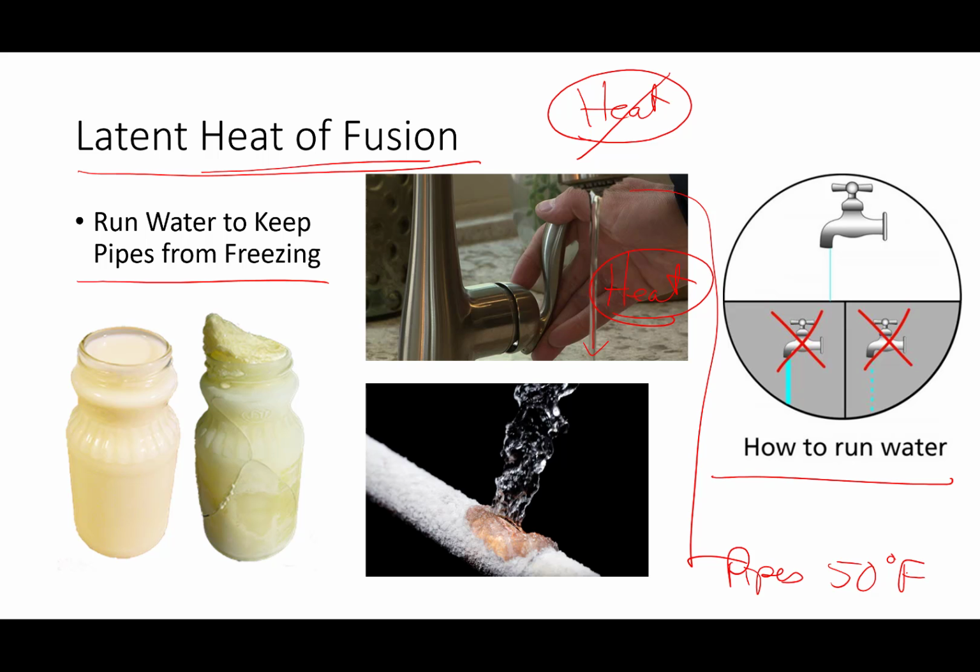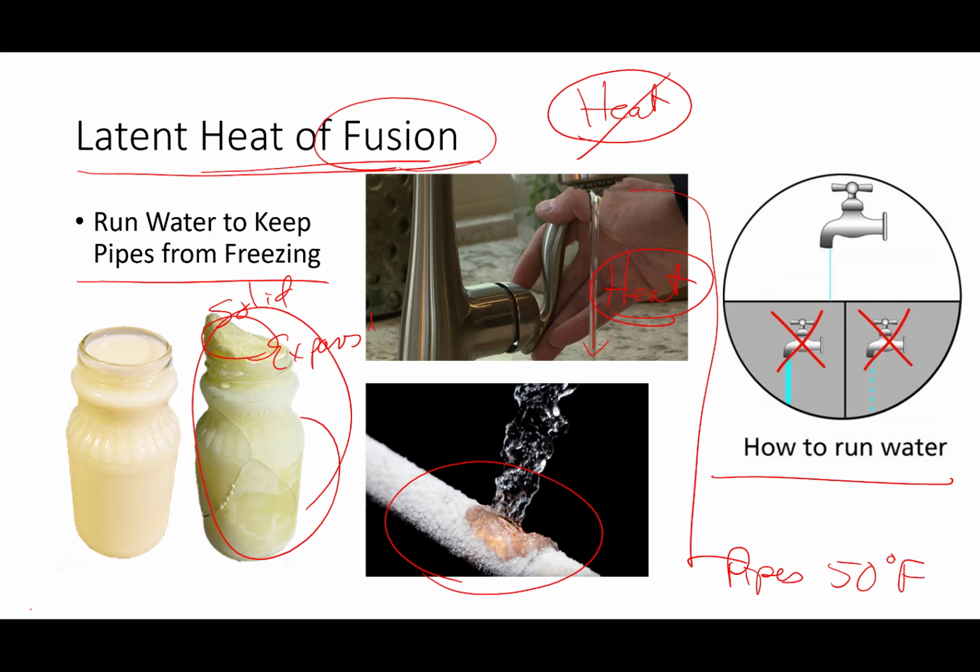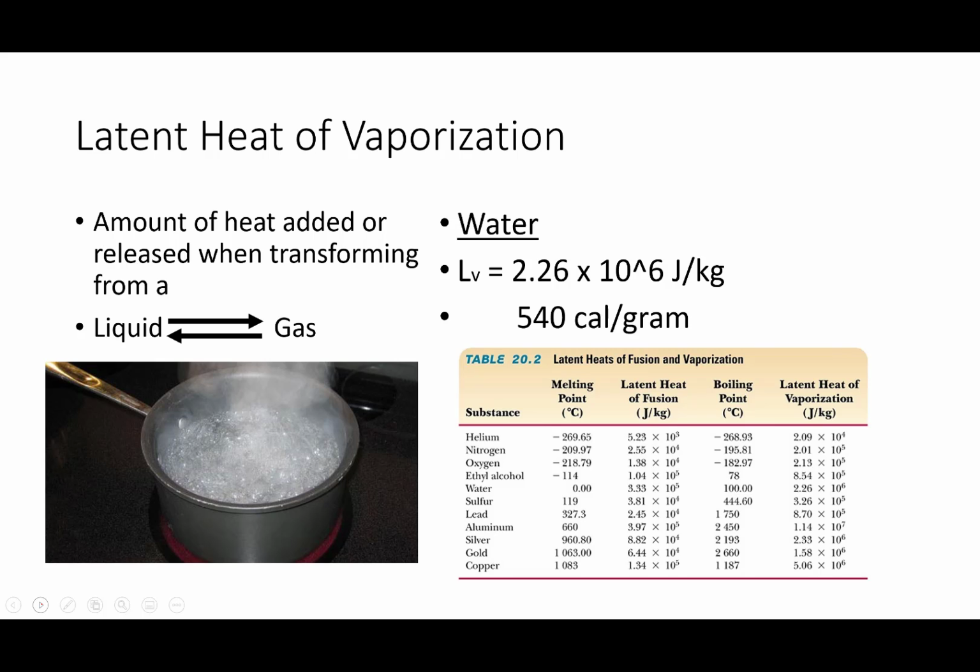It also has all of this latent heat. In order to make it go from a liquid into a solid ice, you have to remove an awful lot of heat, and that heat is stored in it. And why do pipes burst and freeze? Well, when water goes into a solid form, it tends to expand, and that expansion can burst jars and it can burst pipes. The other kind of latent heat is called latent heat of vaporization.